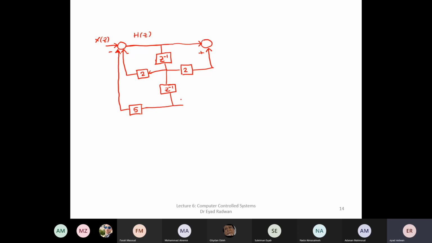I will add here the term 4, and I will add it here, and this will generate y of z. So as you can see now, I used an intermediate function h of z.